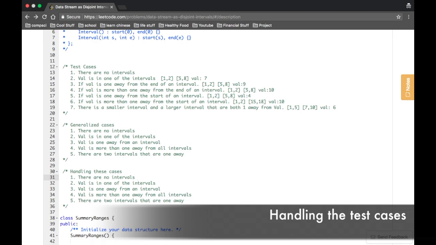Okay, so as I said earlier, when there are no intervals, make an interval. When val is in one of the intervals, do nothing. Now, when val is 1 away from an interval, merge/modify the interval. When val is more than 1 away from all intervals, make an interval. And then when there are 2 intervals that are 1 away, combine the intervals.